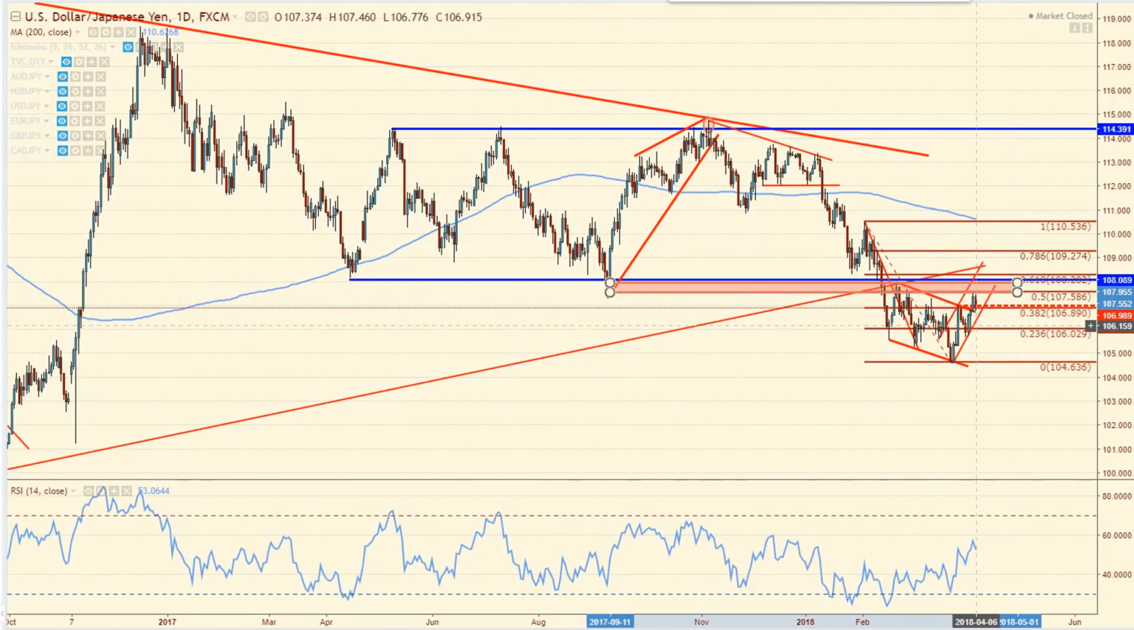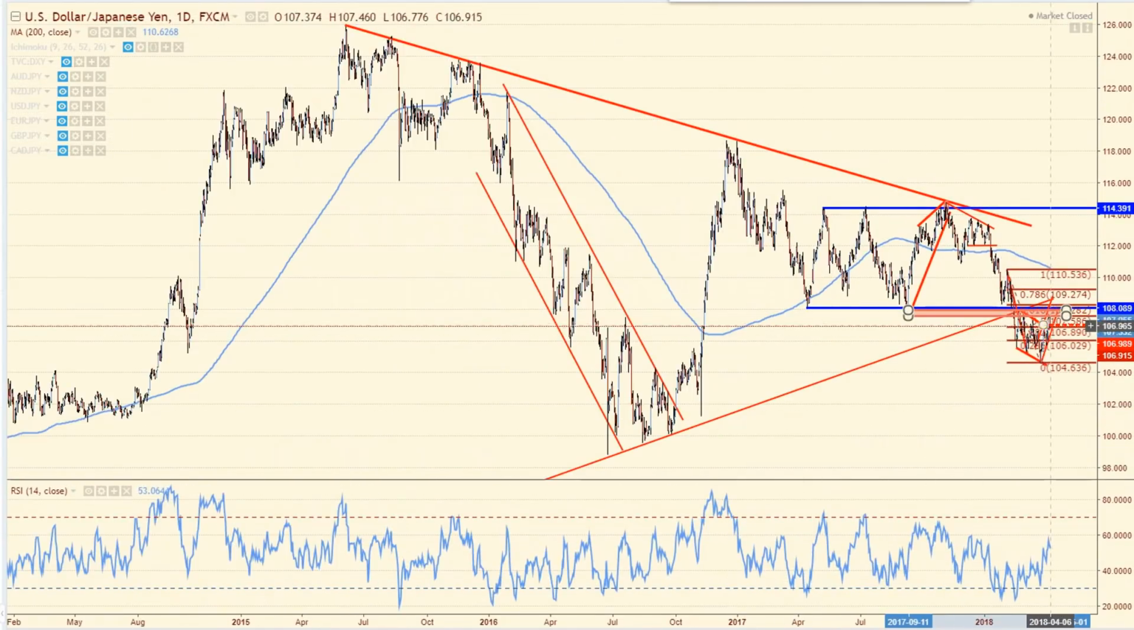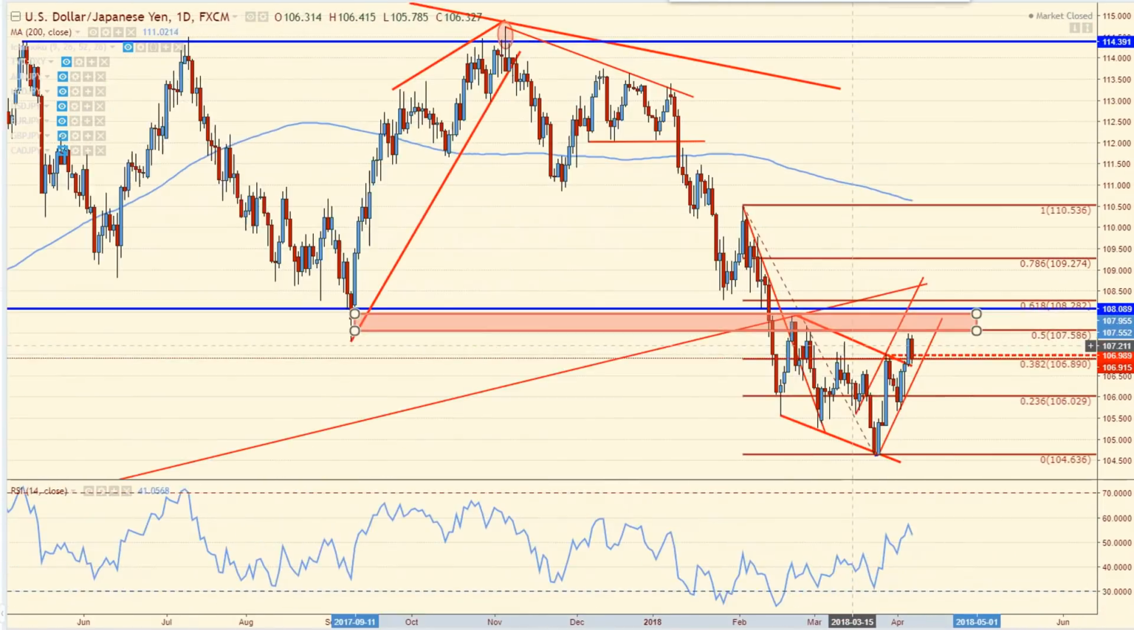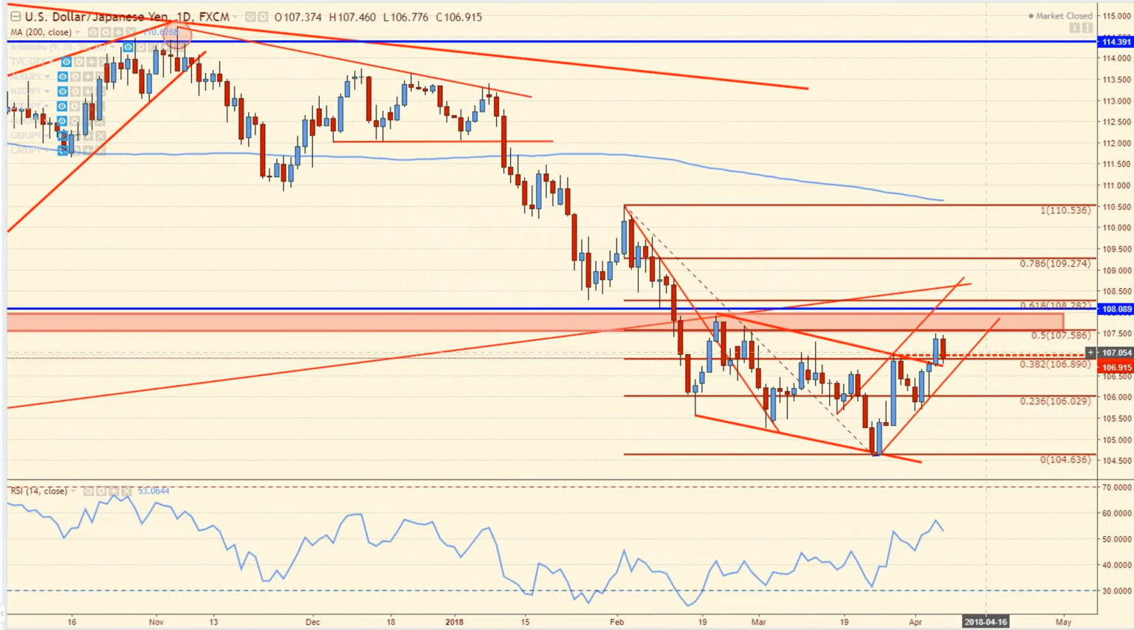Now, why it's such a big deal is because it was coming into the underside of this big broken multi-year triangle. So the dollar yen came right into the resistance zone, rejected. We got a false breakout. You can see this dotted line here, and we're approaching channel support.